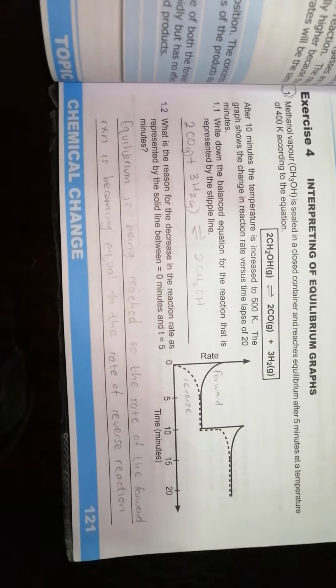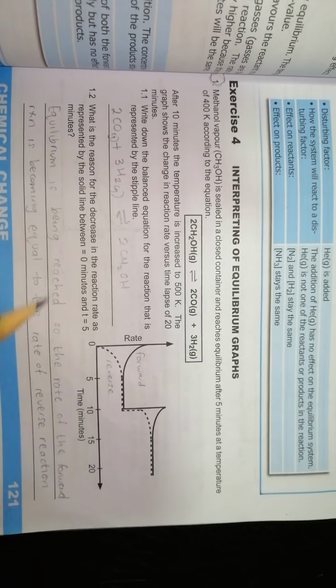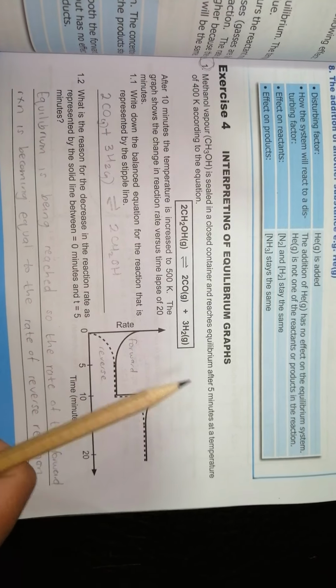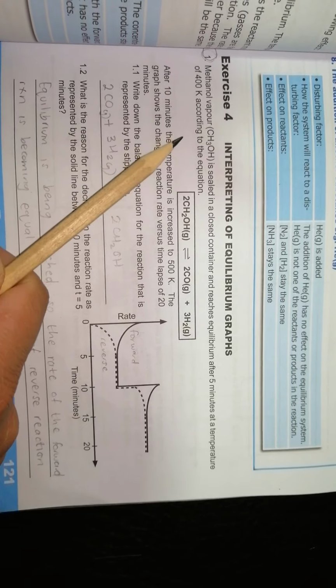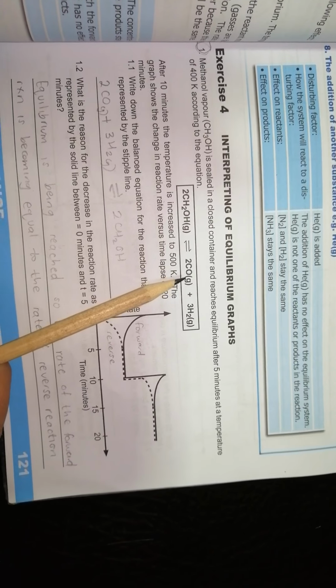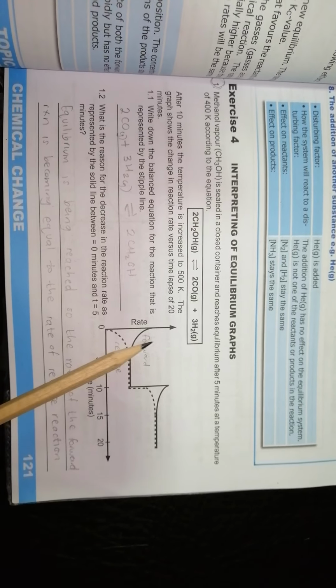Okay, let us do corrections of exercise 4 on page 121. Right, we're starting with number 1. It says methanol is sealed in a closed container and reaches equilibrium after 5 minutes at a temperature of 400 Kelvin according to the equation. So you have 2 methanol giving you 2 carbon monoxide plus 3 hydrogen gas, and this is the graph.